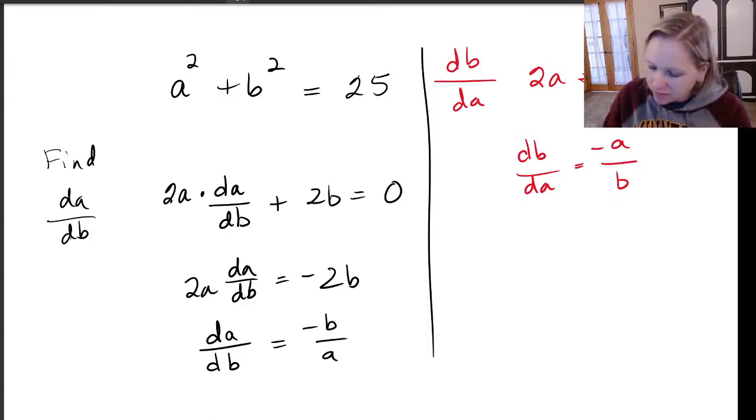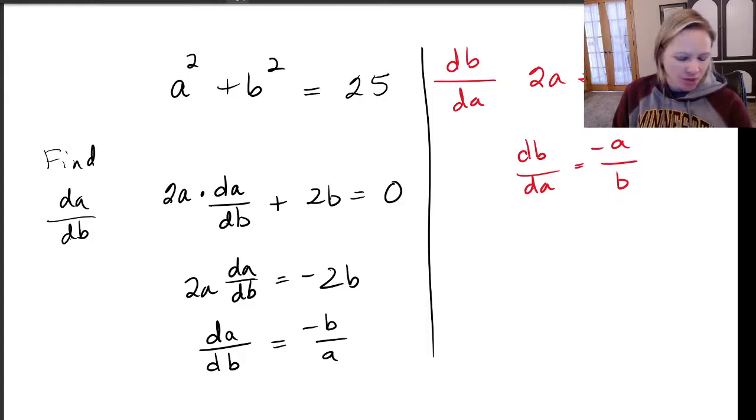So you can see there's a little relationship there with the dB dA versus the dA dB, and that's not coincidental. But this is just something to drive home that idea of differentiating with respect to that bottom variable. That's a really important thing to understand. Hopefully this has been a good explanation for you.